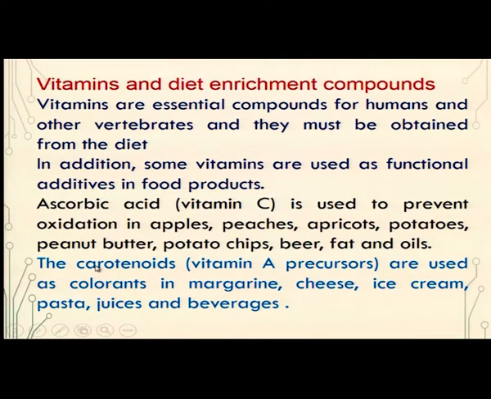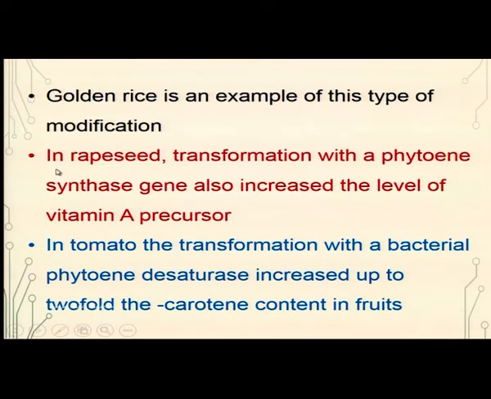The carotenoids, that is the vitamin A precursors, are used as colorants in margarine, cheese, ice creams, pasta, juices, and beverages. Metabolic pathway modification to increase the vitamin A content: a typical example is the golden rice, which we dealt with in an earlier lecture. In rapeseed, transformation with the phytoene synthase gene has also increased the level of vitamin A precursor, making it more vitamin rich. And in tomato, the transformation with the bacterial phytoene desaturase increased up to twofold the carotene content in the foods.